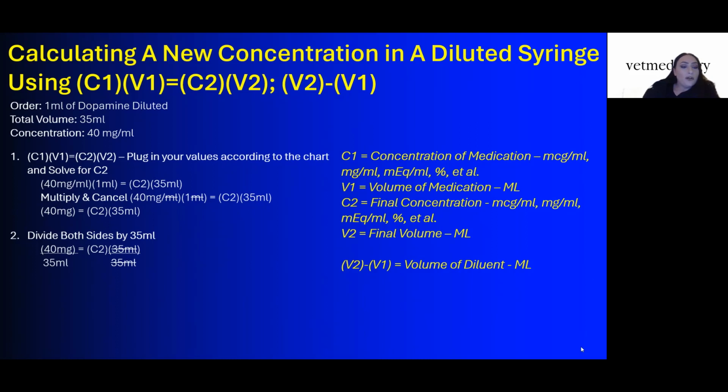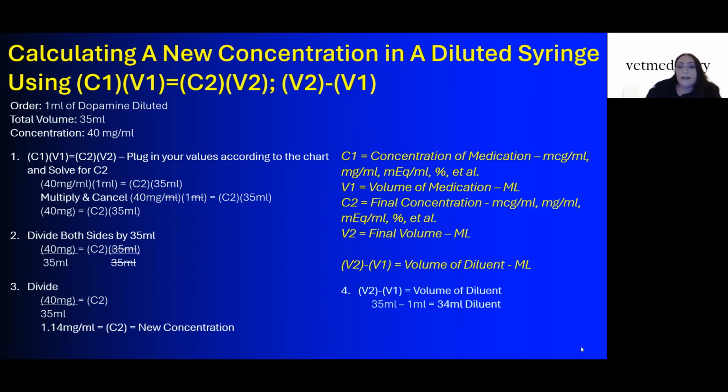So first we want to go ahead and plug in our numbers. 40 mgs per mil times 1 mil equals C2 times 35 mils. Multiply and cancel. So 40 milligrams equals C2 times 35 mils. And then divide both sides by 35 mils. So 40 milligrams divided by 35 mils equals C2 times the 35 mils that gets canceled out. So 1.14 mgs per mil equals C2, which is our new concentration.